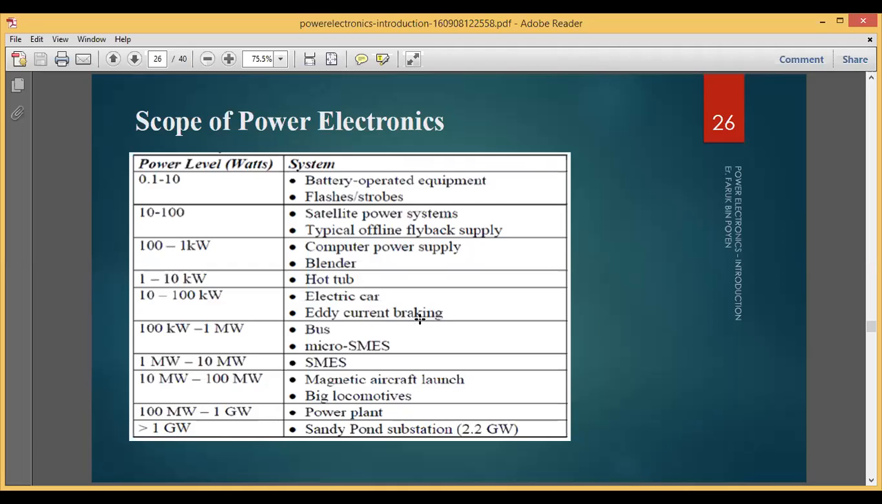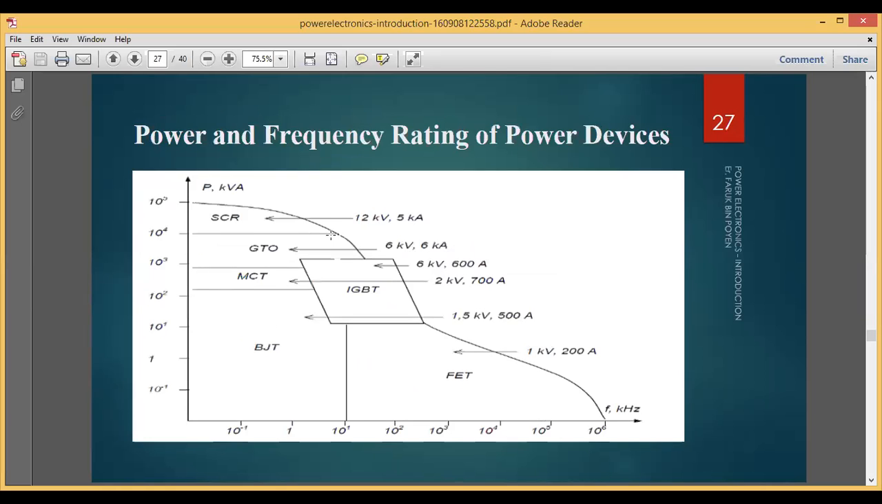Then we have eddy current braking, micro SMES, magnetic aircraft launches, and big locomotives, that is, trains. In power plants like NTPC, huge power electronic device applications are found. There is also the Sandy Pond substation, where around 2.2 gigawatts of power can be handled by the system. So this is how it goes for the power rating and frequency rating.